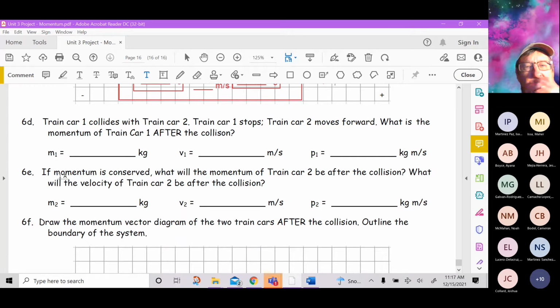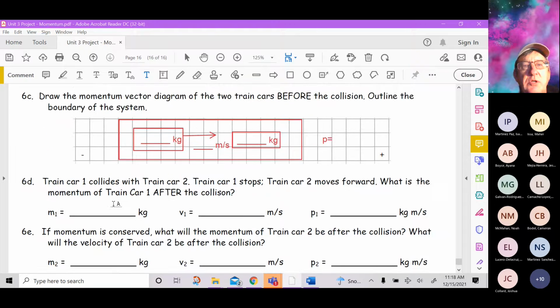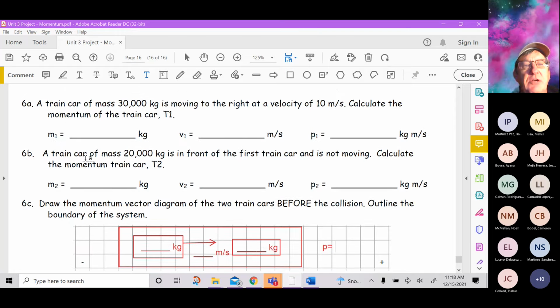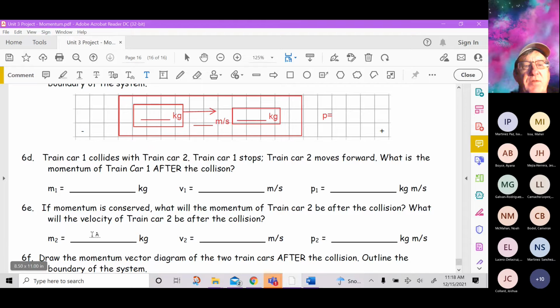6e. If momentum is conserved, what will the momentum of train car 2 be after the collision? What will its velocity be after the collision? Okay, so first thing we have to do, remember mass times velocity gives momentum. Mass 2. Let's go back. Train car 2. Oh, here's the mass. So you just fill that in down here for mass 2, huh?